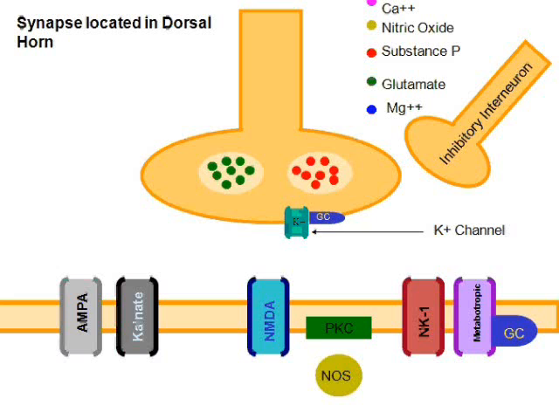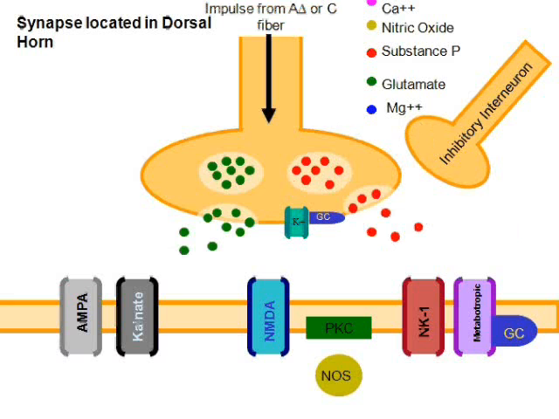So let's orient to this slide. Here you have the first order neuron coming from the periphery. Here you have an inhibitory enkephalin interneuron, and you have a second order neuron displayed at the bottom with the flat cellular membrane and the receptors in it. Now this whole representation is the dorsal horn of the spinal cord. You can see that you have calcium in purple, nitric oxide in yellow, substance P in red, glutamate in green, and magnesium in blue. So what happens with a painful stimulus?